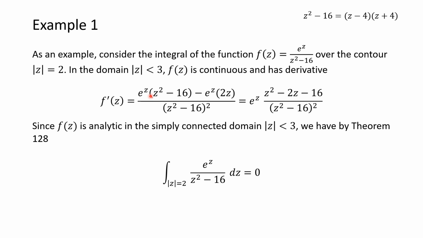And we can find the derivative using the quotient rule. It's the denominator squared, derivative at the top, which is e to the z, times the denominator, minus the numerator times the derivative of the denominator, which is 2z. And you factor out an e to the z, and you get z squared minus 2z minus 16 over z squared minus 16 squared.